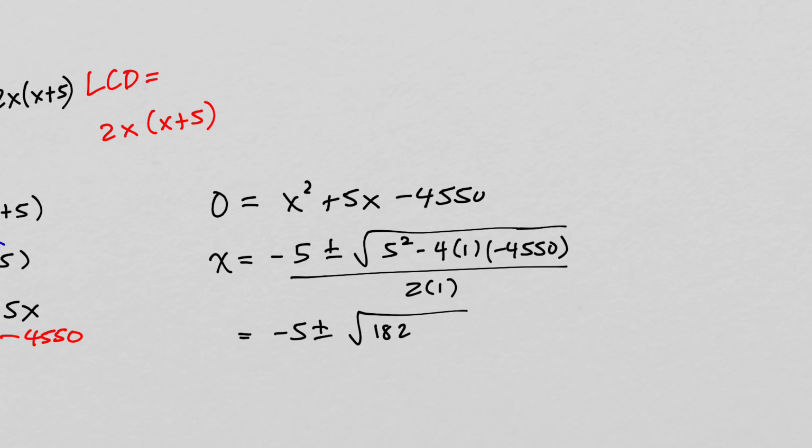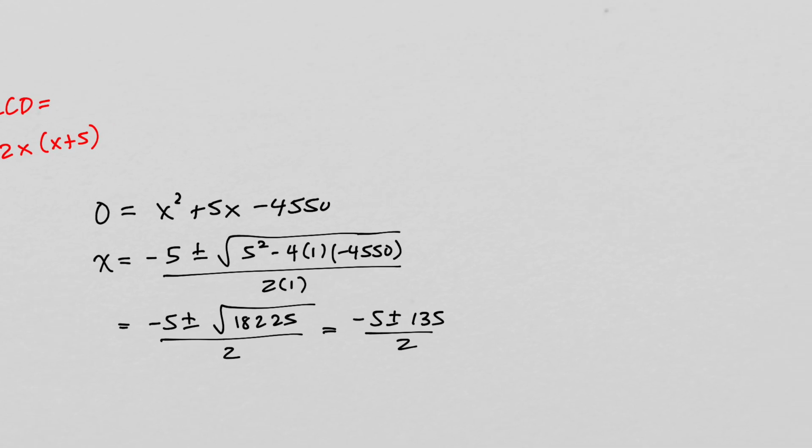225. And then divided by 2. Now, what's the square root of that number? Well, maybe we'll get lucky. Yes, we do. The square root of 18,225 is 135. So we have two possible answers.